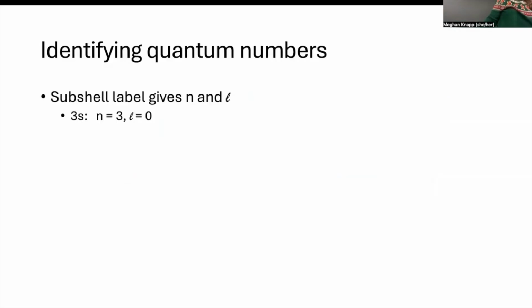Okay. What about identifying the quantum numbers? Remember that the label for the subshell is labeled on there as 2s or 3p or whatever. That label is giving us two quantum numbers, the n and the l. So if it says 3s, n is equal to 3, l is equal to 0. If it says 2p, then n is equal to 2, l is equal to 1.